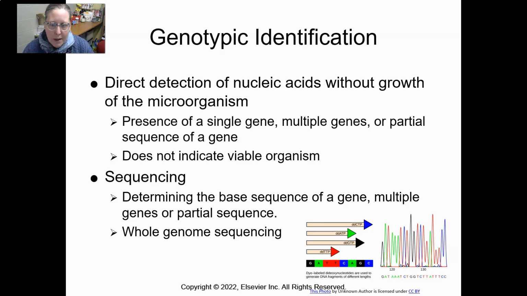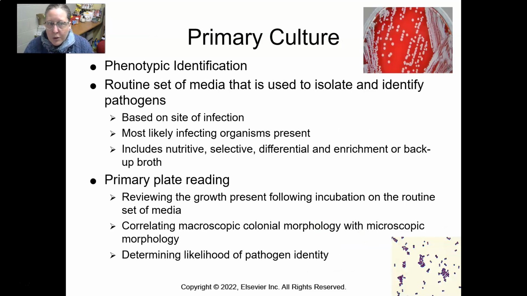The sequencing methods determine the base sequence of a gene or multiple genes, or the partial sequence of a gene. And you can even do whole genome sequencing of the bacteria to get the whole genome. Whole genome sequencing might be more used in epidemiology, where you're tracking mutations and tracking specific infections, especially if they're linked to contaminated products. And then the primary culture method is a phenotypic identification method, and that's really what micro's been doing for decades.